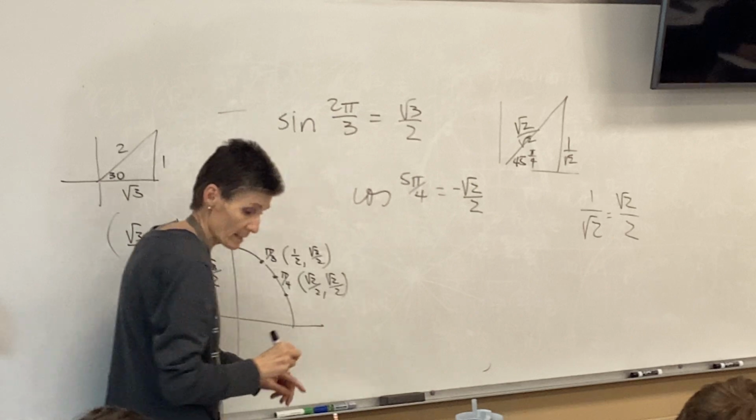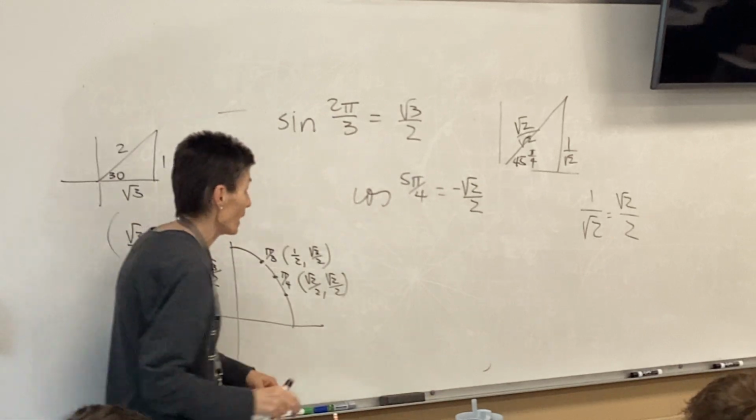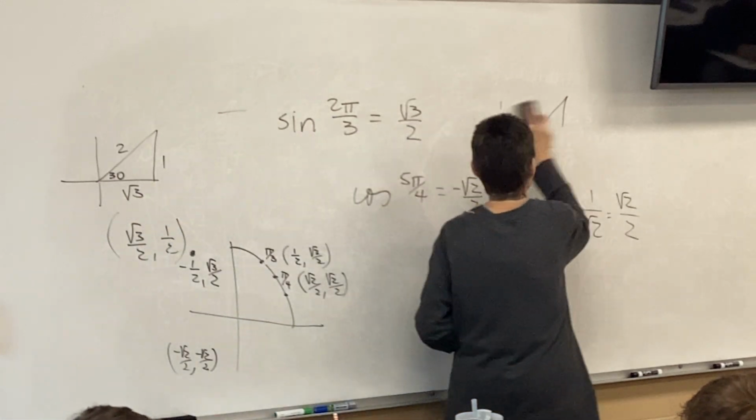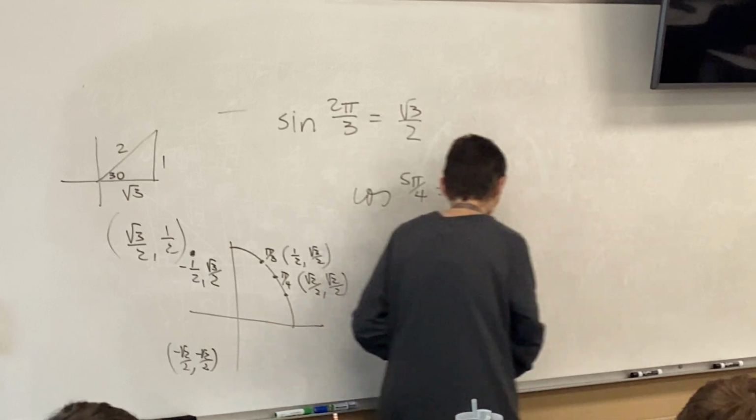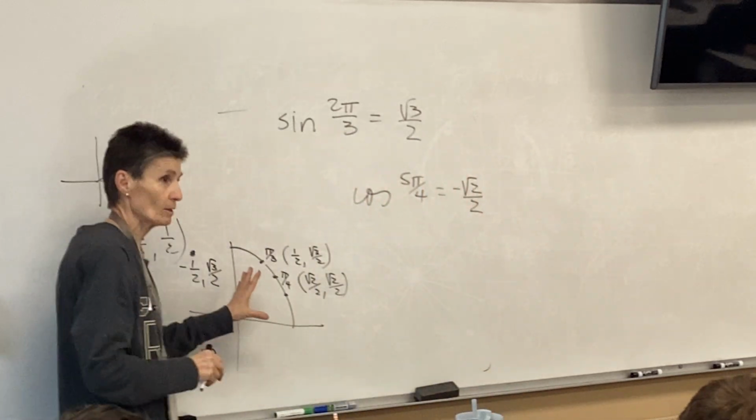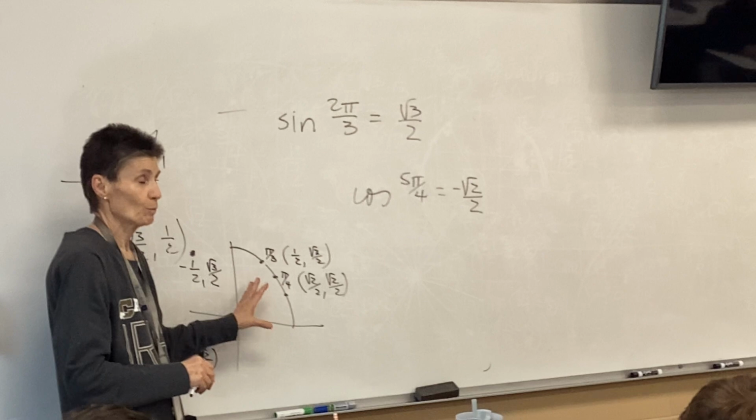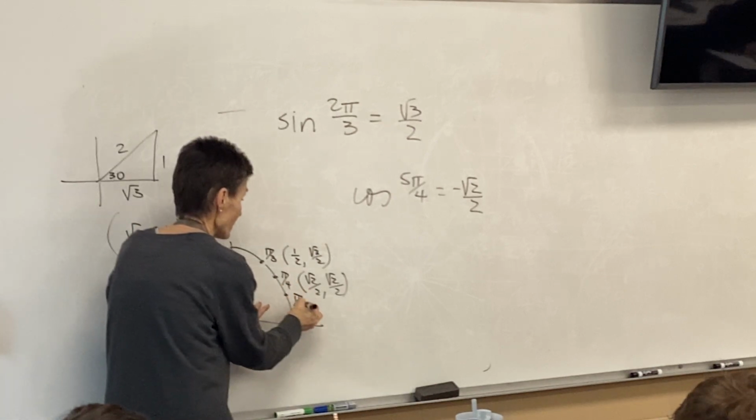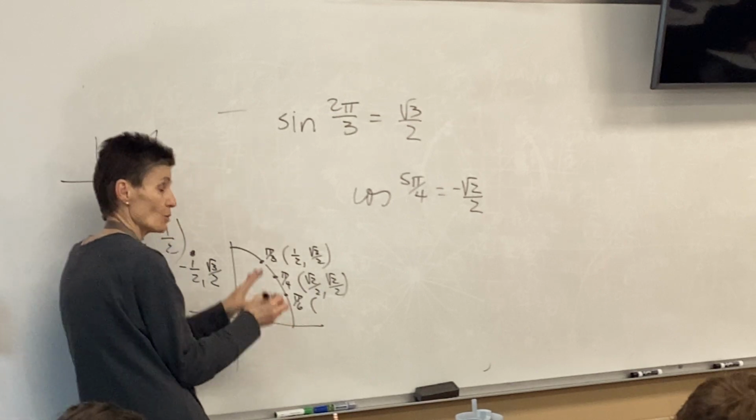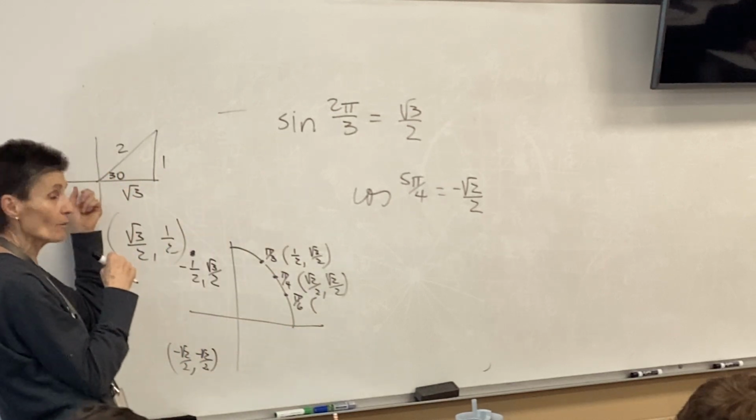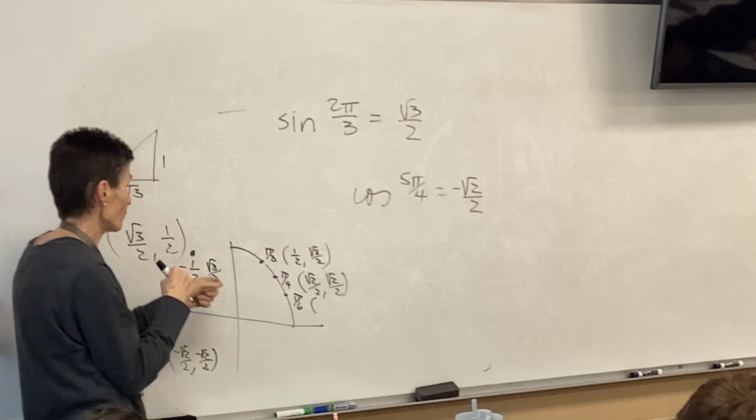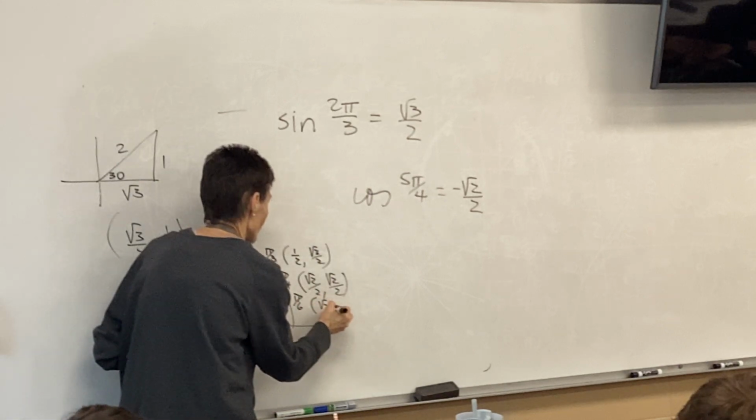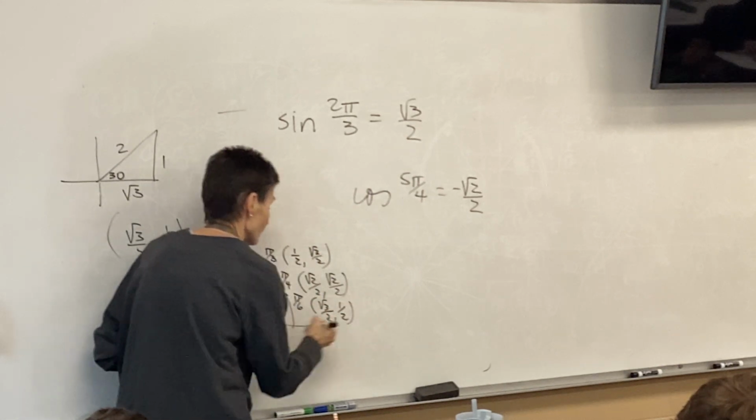All right, we'll do one more together, and then I want you to do a few by yourself. 11 pi over 6. Okay, in quadrant 1, which angle are we concerned about if we're doing 11 pi over 6? Pi over 6, right? So we either memorize or we figure out that for pi over 6, it's root 3 over 2, 1/2.